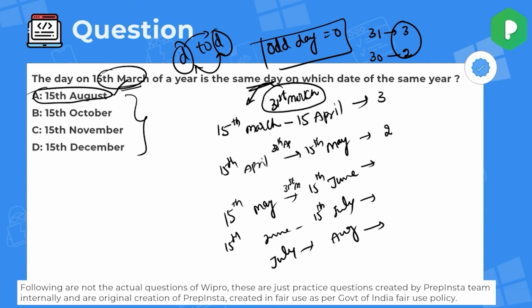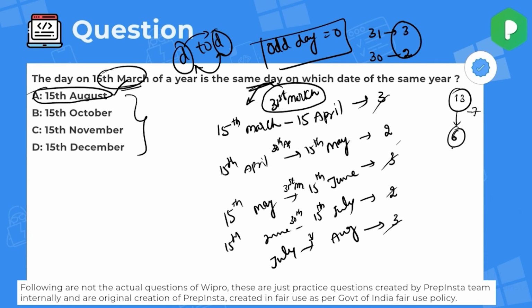31st of May, so 3 odd days. June has 30 days, so odd days 2. July consists of 31 days, so odd days 3. Just count it: 3, 6, 6 plus 3 is 9, 9 plus 4 is 13. So there are 13 odd days. Subtracting 7, we get 6 odd days.